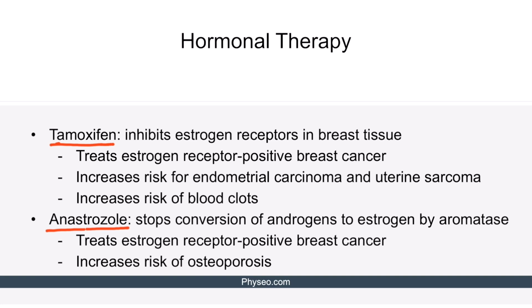And with that idea of increased effective estrogen activity, it also increases the risk of blood clots. Now, anastrozole works by inhibiting conversion of androgens to estrogens by the enzyme aromatase. And similar to tamoxifen, it's also used to treat estrogen receptor positive breast cancer. And the key side effect of anastrozole is increased risk of developing osteoporosis due to the drug's anti-estrogenic effect. And that's kind of what makes anastrozole so easy to remember: you just need to remember osteoporosis. That's like the main side effect.